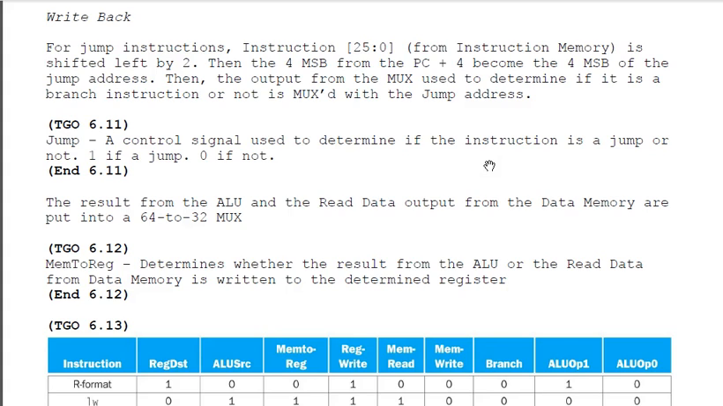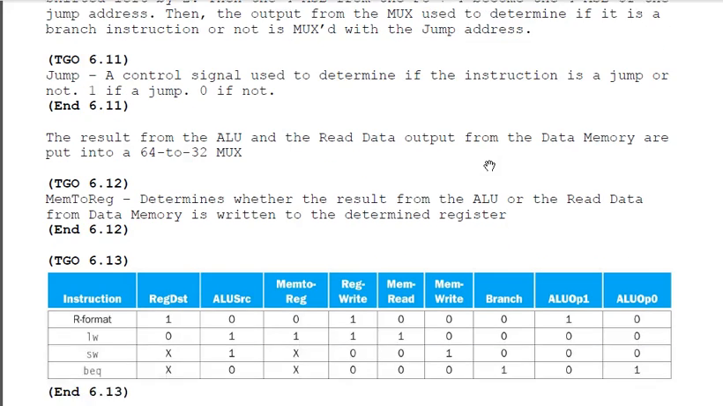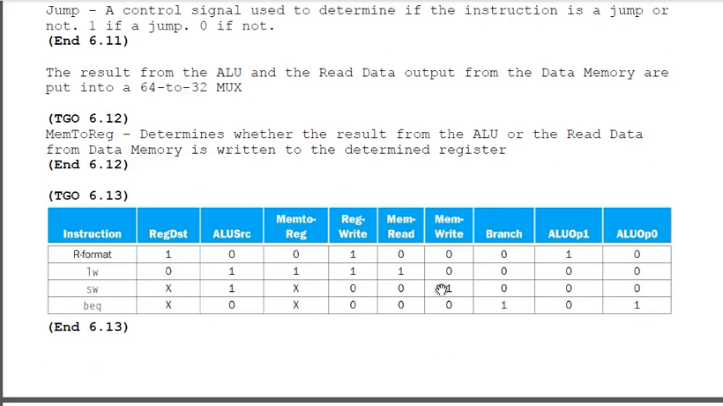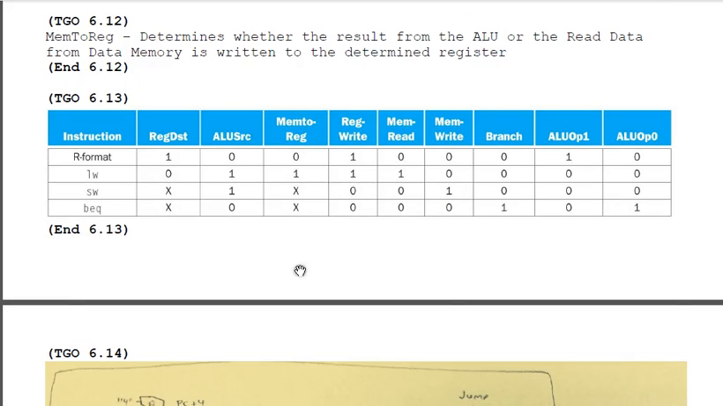Because we're taking up the principle of what? It's on your exam. Locality, right? So memory to register. If it's zero, just fast registers. So this is the truth table from the textbook.